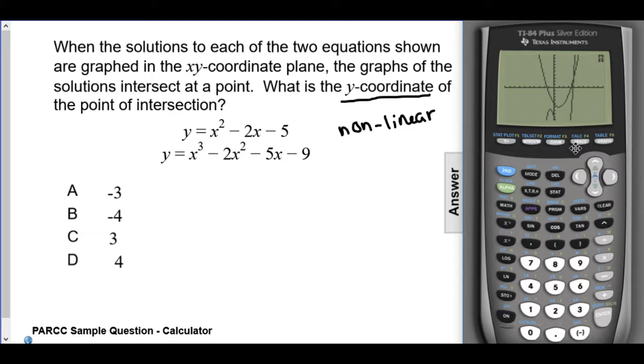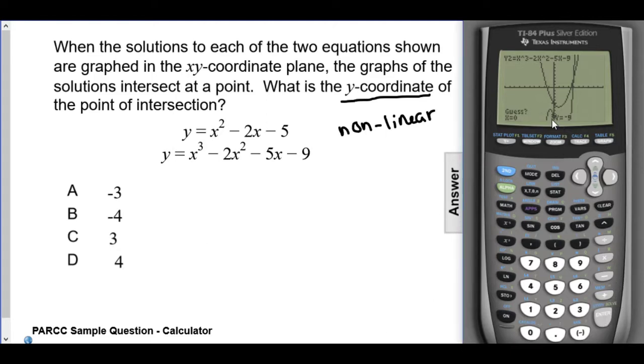So we'll hit second, trace to go to the calculate menu. And 5 says intersect, so you can either scroll down and hit enter or just hit the 5 button. Now that says first curve, to make sure your cursor is on the first equation, which it is. Then it says second curve, to make sure your cursor is on the second equation, which it is.